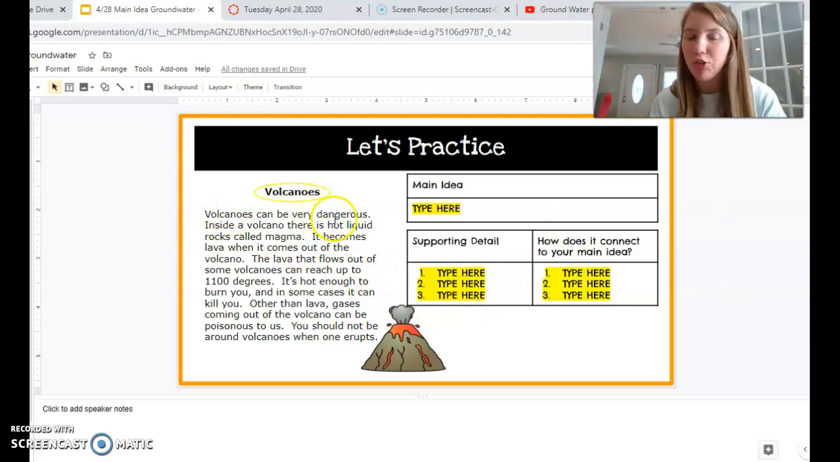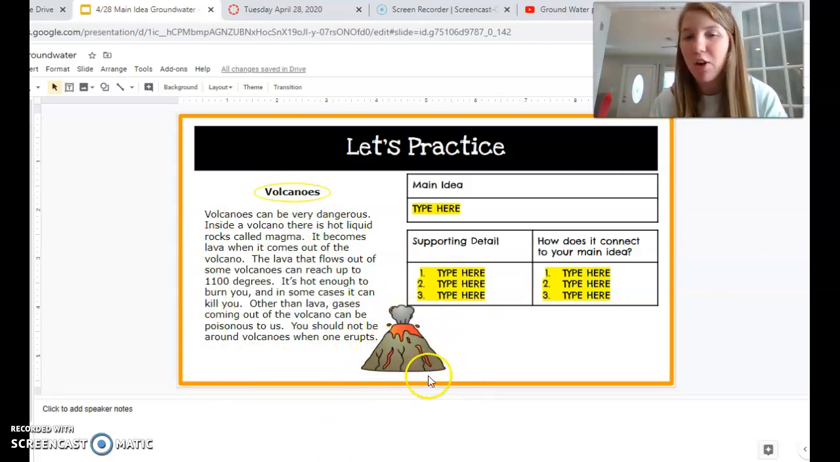Volcanoes can be very dangerous. Inside a volcano, there is hot liquid rocks called magma. It becomes lava when it comes out of the volcano. The lava that flows out of some volcanoes can reach up to 1,100 degrees. It's hot enough to burn you, and in some cases, it can kill you. Other than lava, gases coming out of the volcano can be poisonous to us. You should not be around volcanoes when one erupts. Wow. So he's trying to teach me about volcanoes.